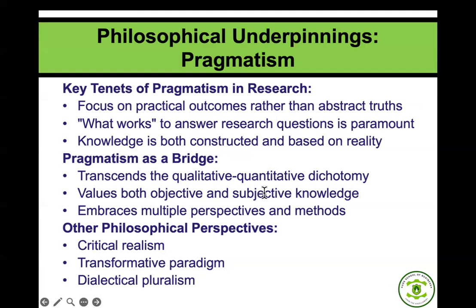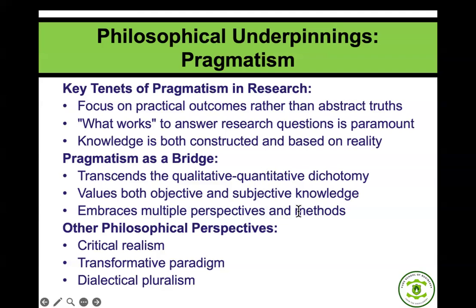Now, what are the key tenets of pragmatism? If we are arguing that pragmatism would be the most practicable philosophy that we can use alongside mixed methods, the key tenets are the focus on what? On practical outcomes rather than abstract truths. Then the second one is that what works to answer research questions is the most important thing. And so combining both qualitative and quantitative seems a better approach that will work in terms of addressing complex phenomena.